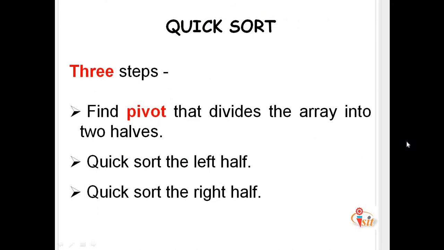Now the important thing is, what is quicksort? To implement quicksort, there are basically three steps. The first step is we need to find the pivot element. First we need to find the pivot that divides the array into two sub-arrays. Afterwards, we apply quicksort on the left sub-array, and also on the right sub-array. And by using the concept of divide and conquer, we implement quicksort.